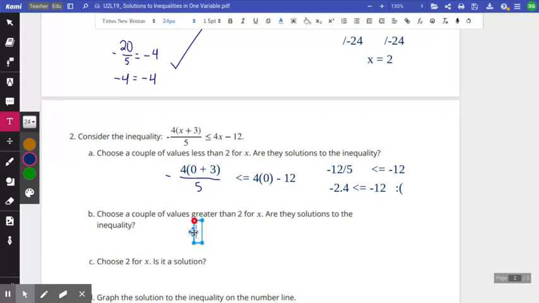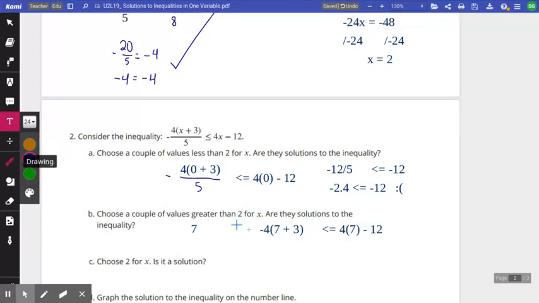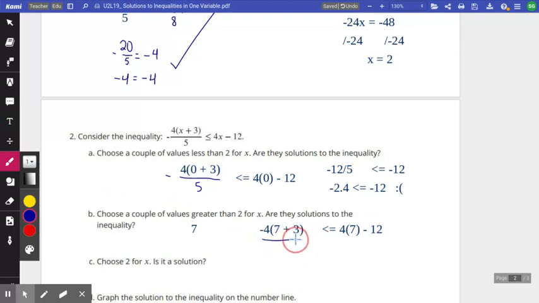All right, for this one here, I think I'm going to pick the number, let's do 7 for mine. I'm going to do that negative 4 times 7 plus 3. All of that is divided by 5. And that side is less than or equal to 4 times my x value, which I chose 7, minus 12. And let me go in with that divided by 5 there.